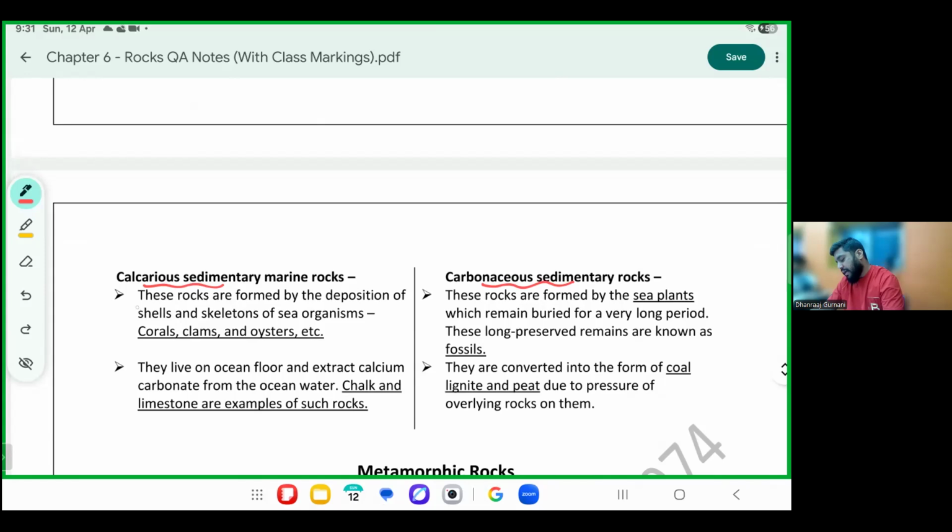Calcareous, please mark, have shells and skeletons. Examples, what happened? No, you're not doing anything. I don't know, can you pay attention and not disturb class?